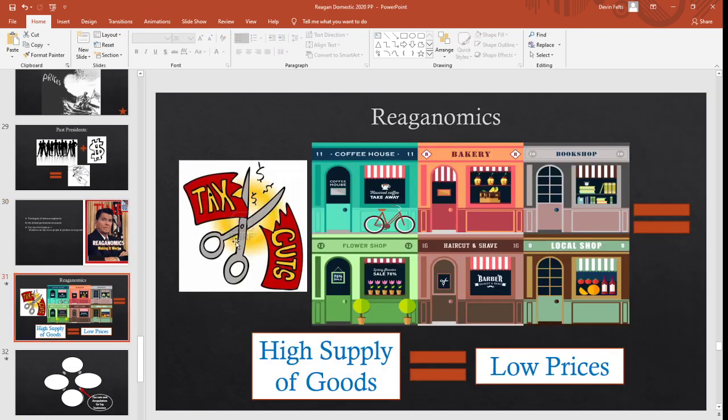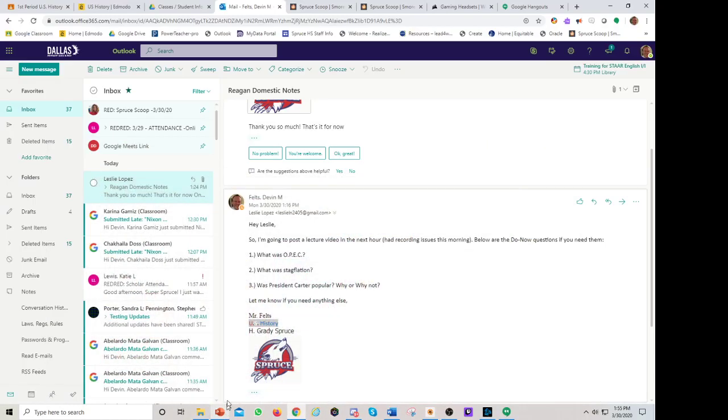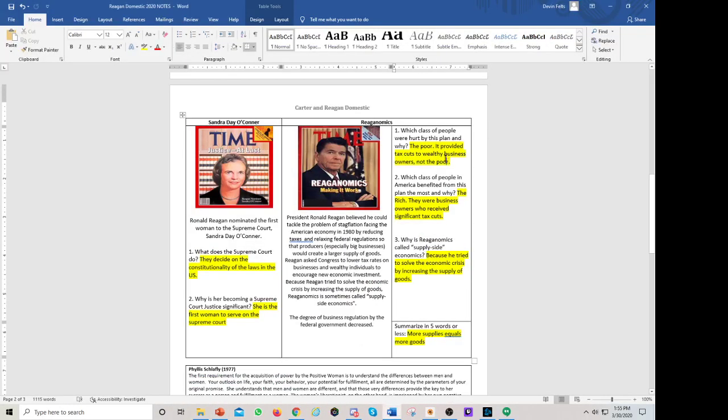Now this happens. Tax cuts are seen, people open new businesses, businesses grow, they provide more supplies, and what we know about economics is that the more you produce, what happens to the price? The price lowers, right? And so that happens, and it helps the economy, but the problem with this is that it really only benefits one group of people. So let's look at the questions here.